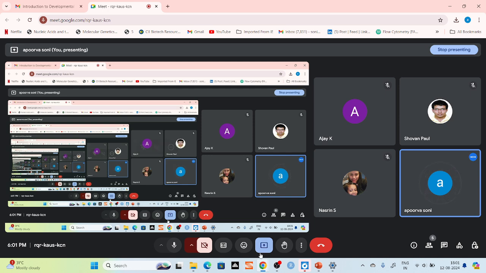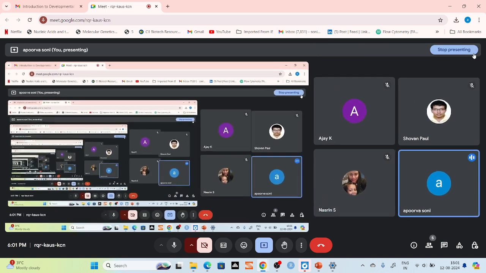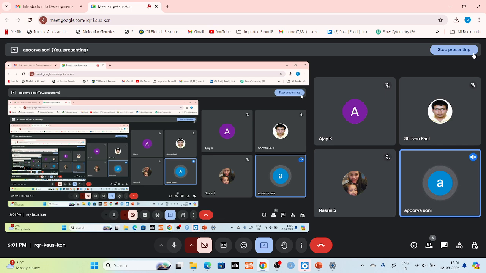Someone has messaged Ajay: the exam date is near Deepavali. We cannot help it out. If your exam date is near Diwali, then you have to write it. That is not in my hand. If you have any problem, you can talk to the NPTEL people. They might help you. But as of now, whatever date has been decided, it has to be done on that date only.